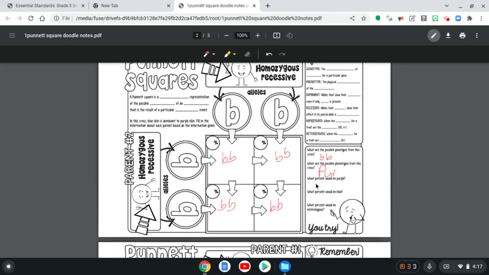What percent would be purple? That's going to be 100% because we have no dominance. What percent blue? 0. What percent heterozygous? 0, because we have all homozygous recessive.